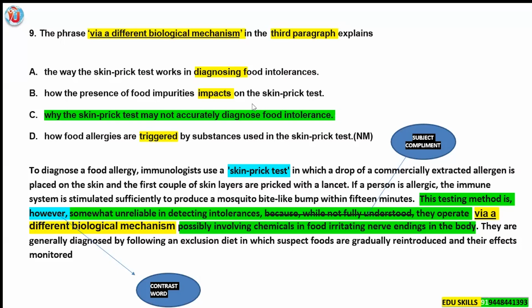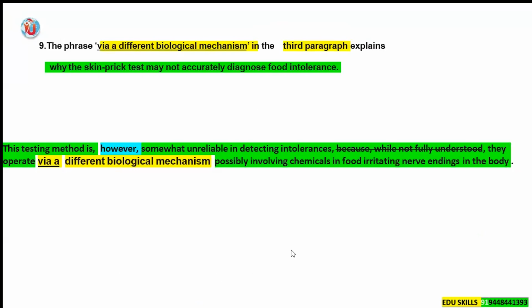Next. It is the sentence which has been highlighted and told. Question number 9, it's answer option and the sentence. Okay. Next, we'll move to answer option. Question number 10.